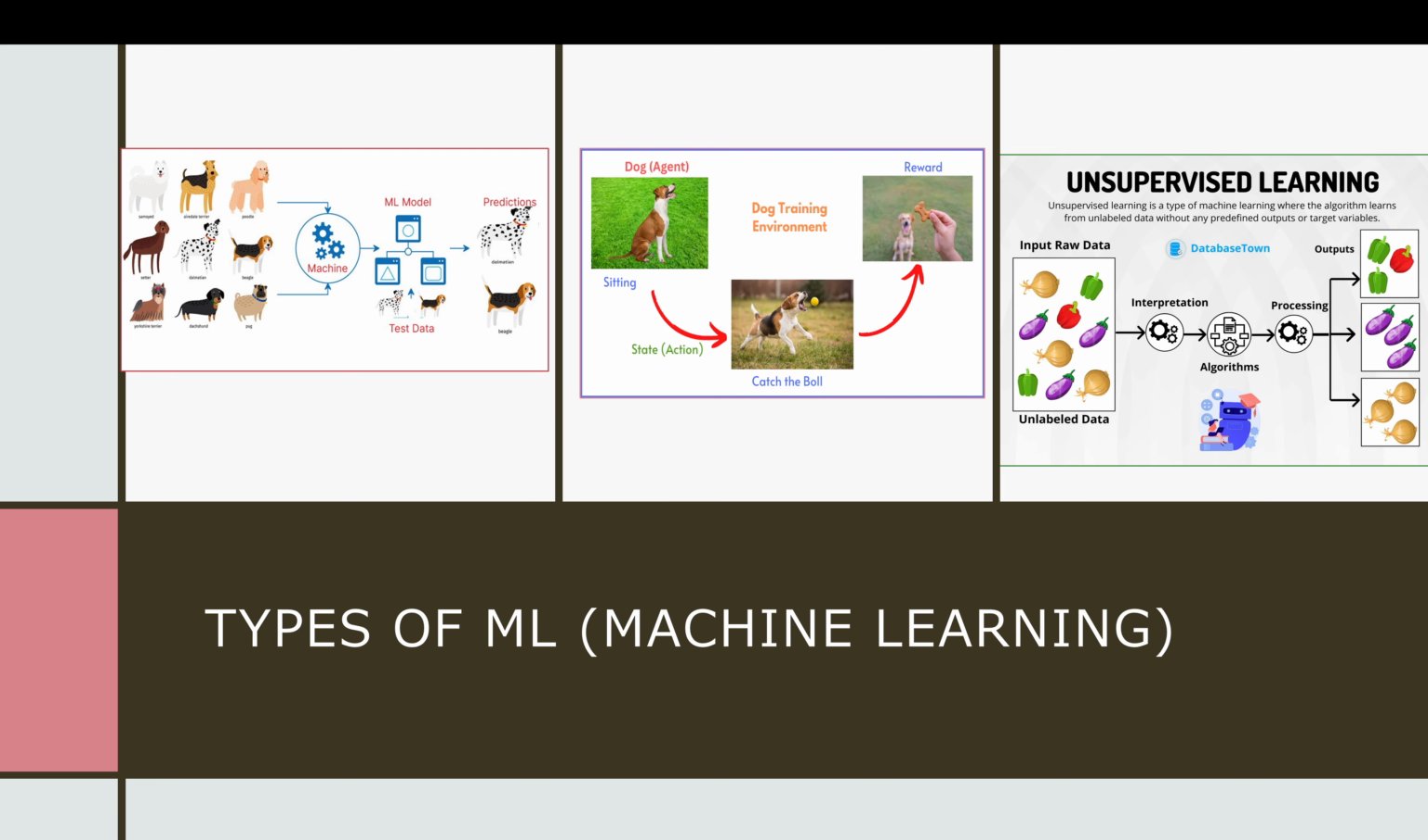Types of machine learning. There are three main types of machine learning. There is supervised learning and unsupervised learning, and there is reinforcement learning.